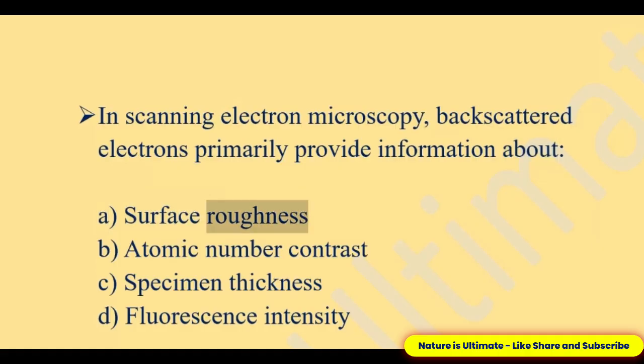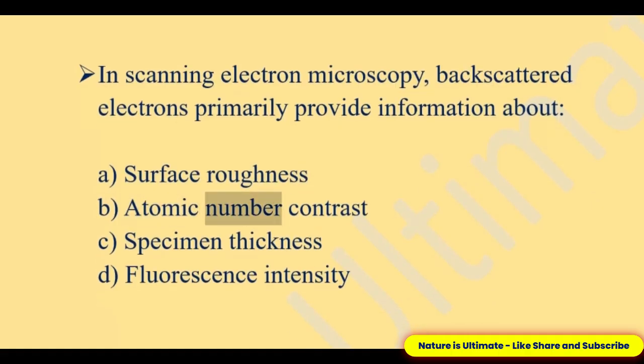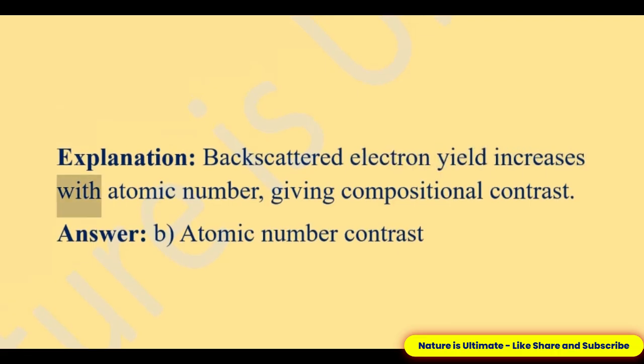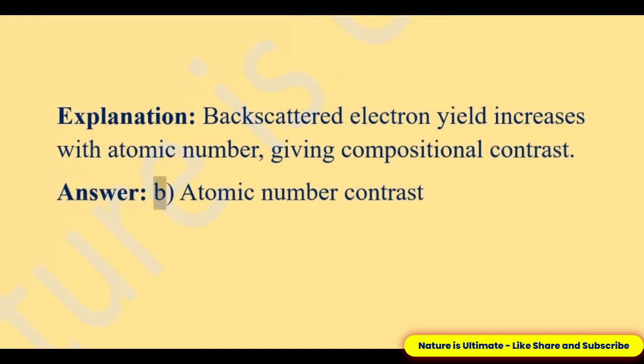In scanning electron microscopy, backscattered electrons primarily provide information about: A. Surface roughness. B. Atomic number contrast. C. Specimen thickness. D. Fluorescence intensity. Explanation: backscattered electron yield increases with atomic number, giving compositional contrast. Answer: B. Atomic number contrast.